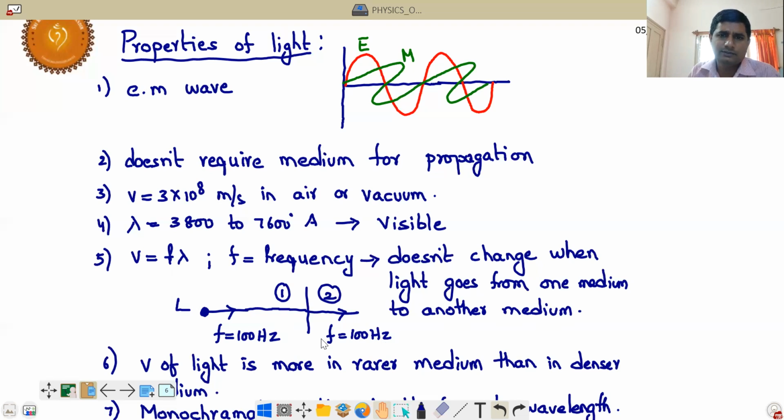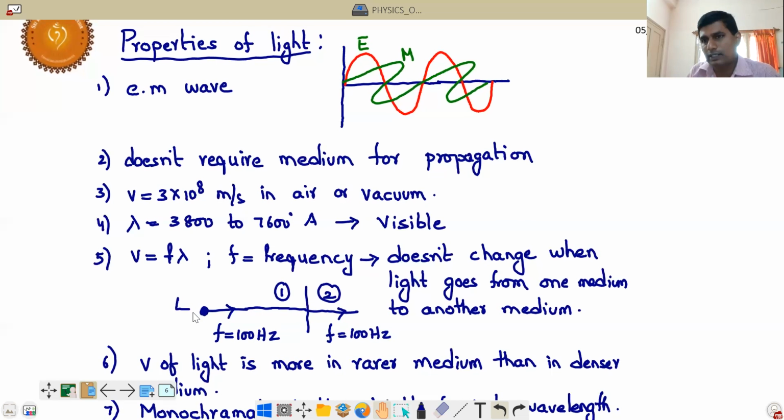The frequency doesn't change because the frequency is entirely dependent on the source of the light. Suppose you have taken one lamp, say a sodium lamp, then it will have a certain frequency, let's say 100 hertz. Now when this light goes from medium 1 to medium 2, when it enters medium 2, the frequency remains 100 hertz only, because frequency won't change. Why? Because you have not changed the source of the light, so it remains the same.